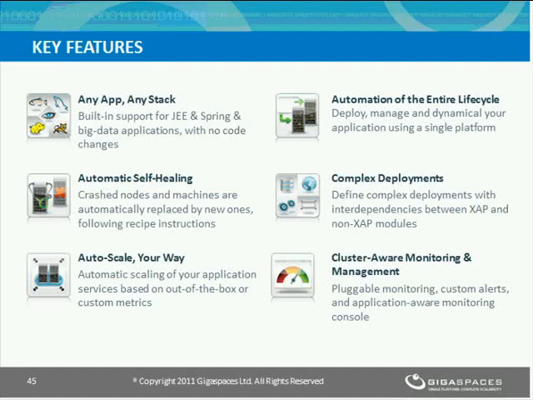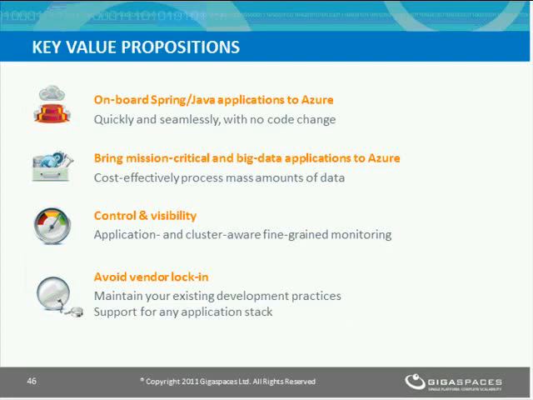These features take us to the value prop summary that includes 4 main elements. Number 1, onboard Spring and Java applications to Azure quickly and seamlessly with no code change. Number 2, bring mission-critical and big data applications in the most cost-effective manner. Get full control and visibility by using application and cluster-aware monitoring, and avoid lock-in by maintaining your existing development practices.